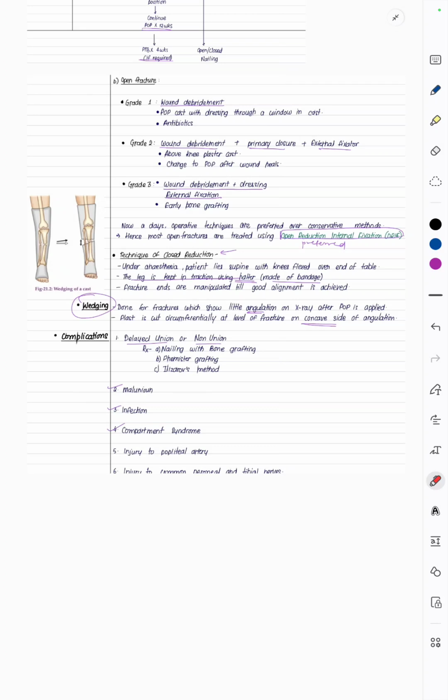Now very important is the technique of closed reduction. So under anesthesia, the patient lies in supine position with the knee flexed over the end of the table. Now the patient is kept in traction using the halter, which is made up of bandage. What are the complications? The complications are delayed union or malunion, right? And apart from that, infection or compartment syndrome can be a complication of the fracture of tibia.